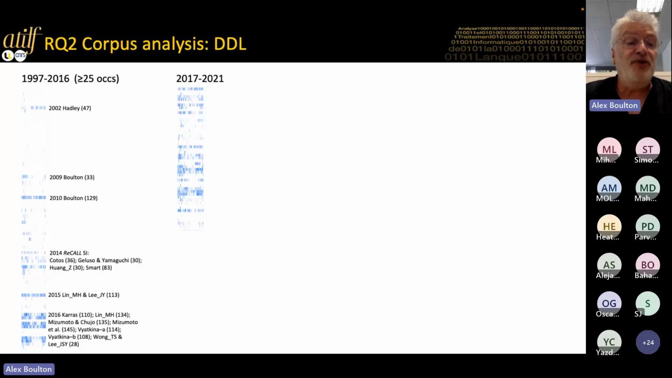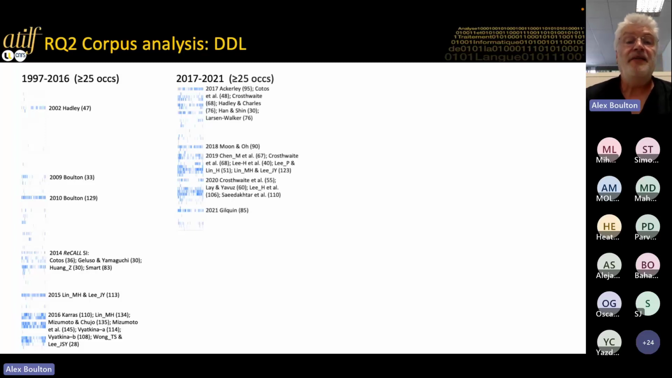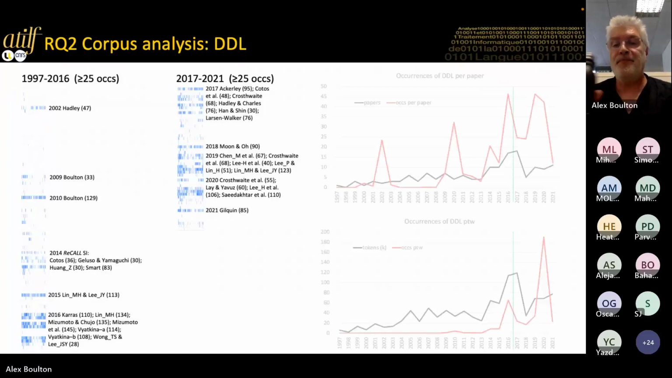A special issue of Recall in 2014, which I co-edited with Pascual Perez Paredes, various other papers in 2015 and 16, and then you look in 2017 to 21, a lot in 2017, 19 and 20. There weren't very many papers in 2018, only I think, was it 5 or 8? So these are all the ones which mention DDL at least 25 times. So you can see that it is increasing. It is becoming the way to talk about using corpora directly in language teaching and learning.